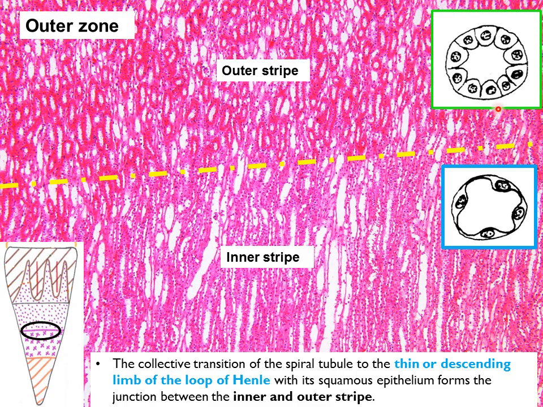So here we have it. In the outer stripe, you have the spiral tubules with the nice cuboidal epithelium, whereas on the inner stripe, you have the thin or the descending limb of Henle, and that has a flatter epithelium. And that gives this effect over here, where you can see an obvious difference between the outer stripe and the inner stripe. You need to know this in theory, but remember, you don't have to be able to identify this. But this little sketch over here, you should know.